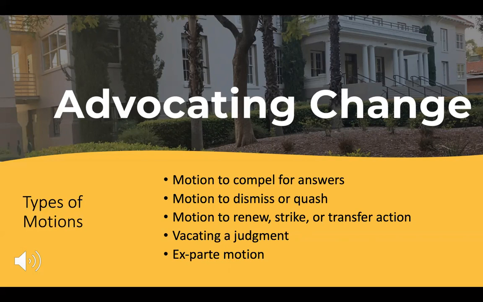Motion to quash service of summons is a motion to render the summons ineffective. Motion to renew is a motion made for the second time on new facts. Motion to strike is a motion to exclude improper or irrelevant matter from a pleading. Motion to transfer action is for the convenience of parties and witnesses. Motion to vacate judgment is a request to strike a judgment based on improper application of the law and to replace it with another. Ex parte motion is action taken without the presence of another party.